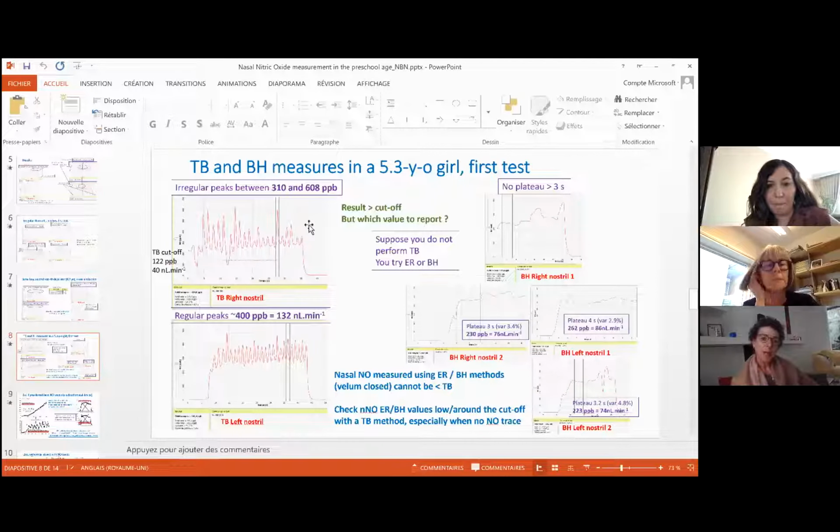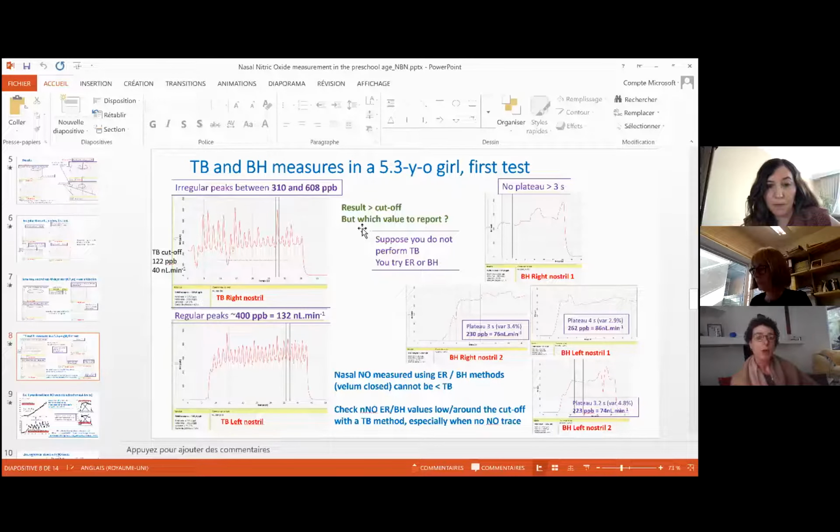And you have here a girl who has irregular peaks of NO while breathing regularly. But then the peaks are very high, okay, on the right nostril, and on the left nostril it's much more regular. You get regular peaks, and the result is also high.